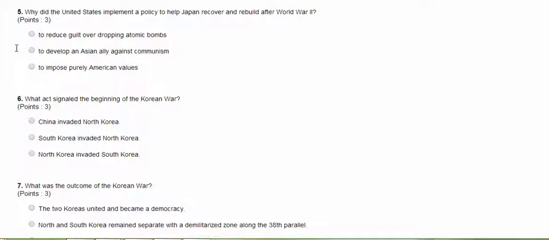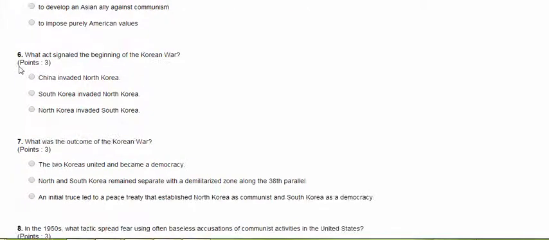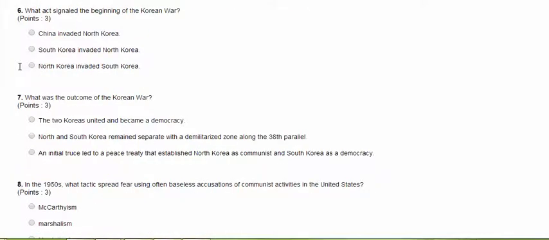Number 5, why did the United States implement a policy to help Japan recover and rebuild after World War II? To reduce guilt over dropping atomic bombs, to develop an Asian ally against communism, or to impose purely American values, I'm sorry. Number 6, what act signaled the beginning of the Korean War? China invaded North Korea, South Korea invaded North Korea, or North Korea invaded South Korea.